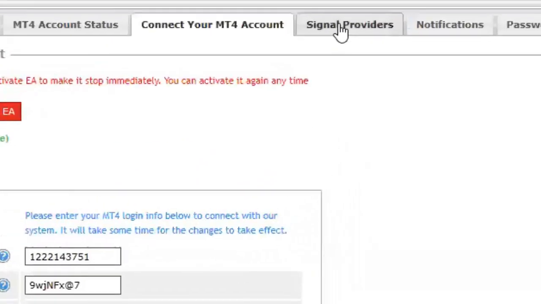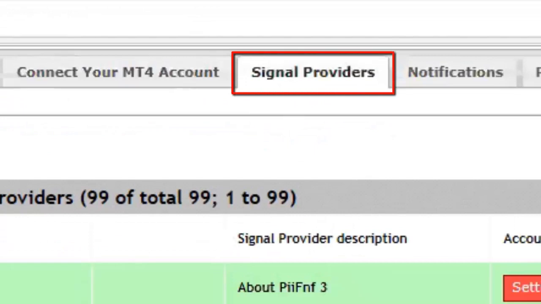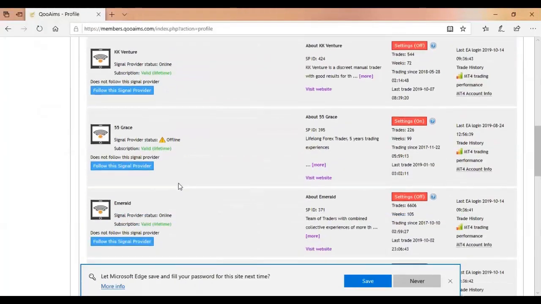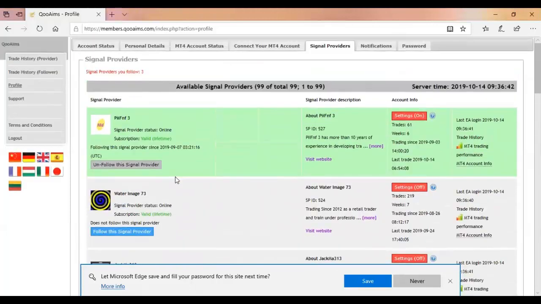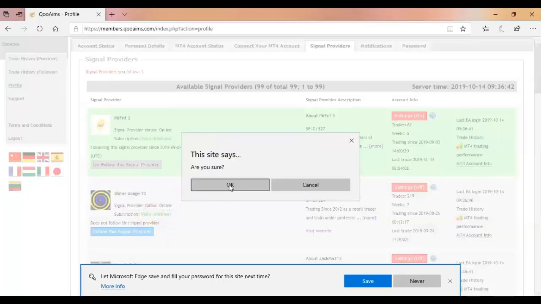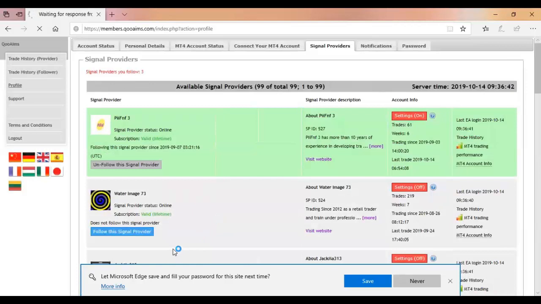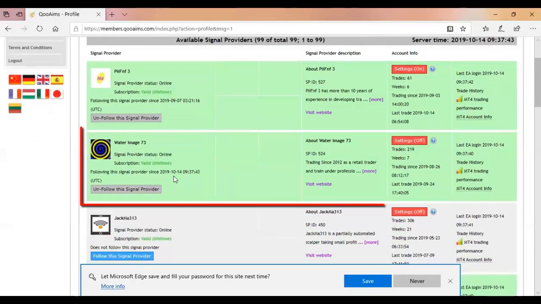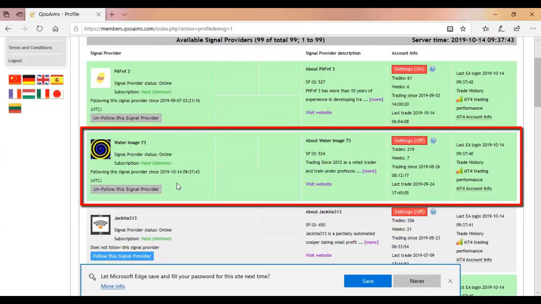So next, you can go to the signal providers page and you'll see the many signal providers there for you to choose from. You will see a light green background. Once you follow any signal provider, this light green background will appear. For example, you would like to follow this water image 73. You click on follow. It will confirm, are you sure? Say yes. Now, you realize this background turns to light green.